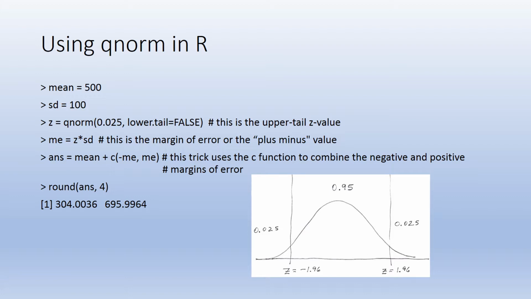In the fifth line of code, I use mean plus c(-me, me). This trick uses the c function to add and subtract the margin of error to and from the mean. The answer is saved in an object named ans. Finally, I round the answer to 4 places, and I find 304.0036 and 695.9964.